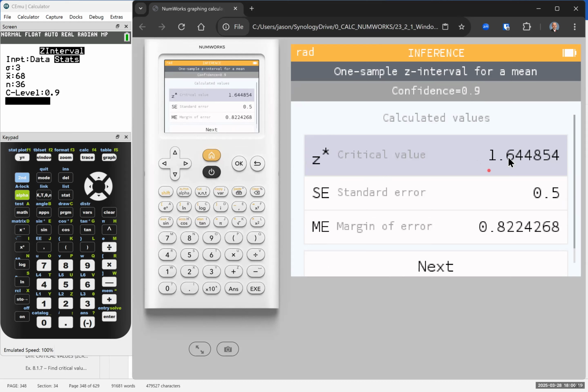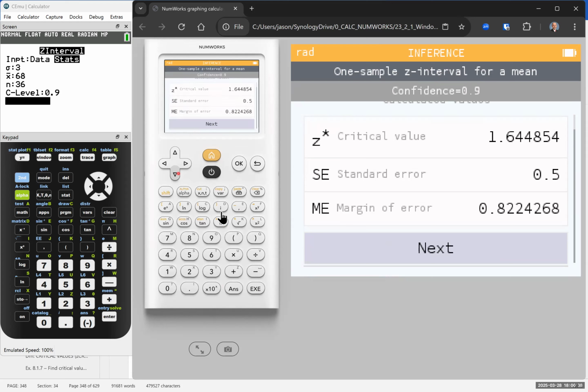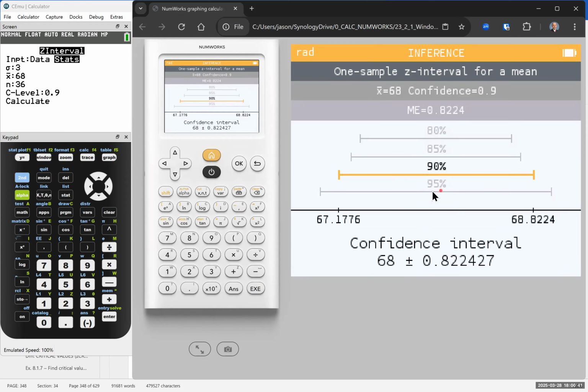And here it gives you the critical value, which is what we calculated as an intermediate step. We also calculated the error, right, at 0.822. So we want to go to next. And so it gives us the confidence interval, 67.1776 to 68.8224. And the equivalent expression is going to be 68 plus or minus the error, 0.822, which is what we had for an answer.